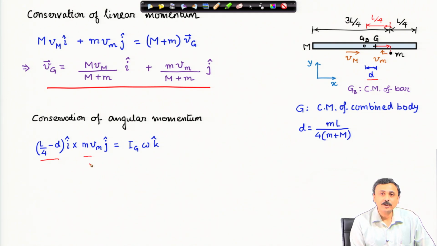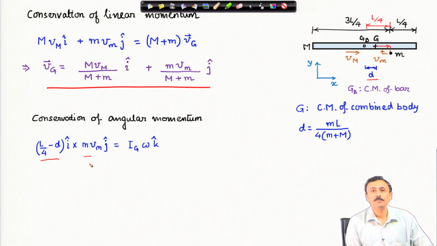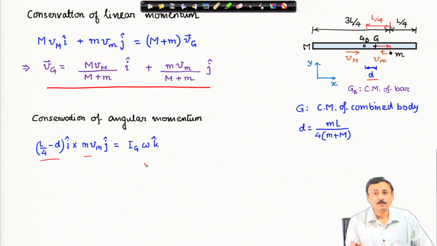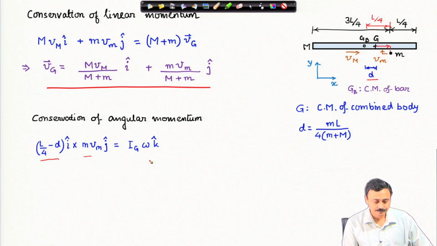This is the angular momentum contribution of the particle before the collision about the center of mass of the whole system, and that must be equal to the moment of inertia about the center of mass of the whole system, because now the particle has embedded in the bar. I have to calculate the moment of inertia of the whole system about G, and that times the angular velocity of the whole system after the collision.